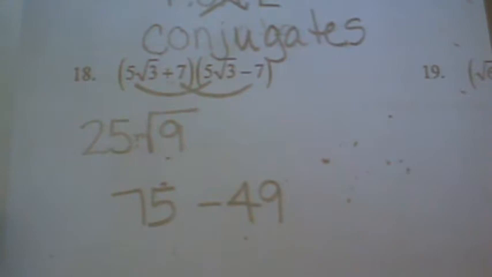So what is 5 root 3 times 5 root 3? 25 root 9. And what's root 9? 3. So 25 times 3, so 75. Good job. And then what's 7 times 7? 49. Okay, now what are you going to do finally? 75 times 49. Which is 3675. Easy? Yeah.